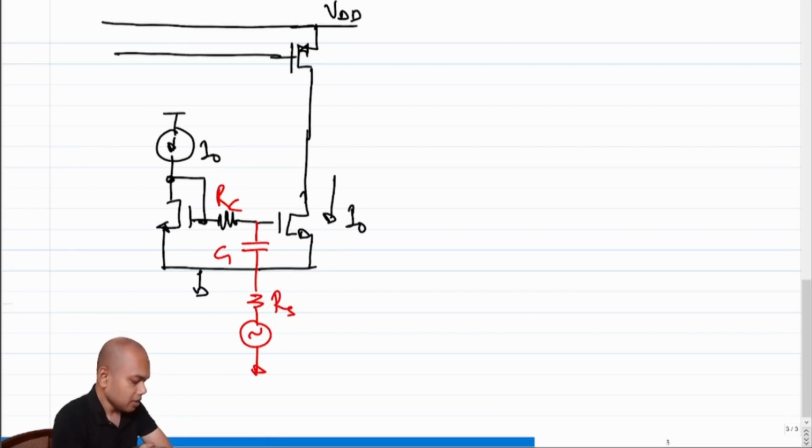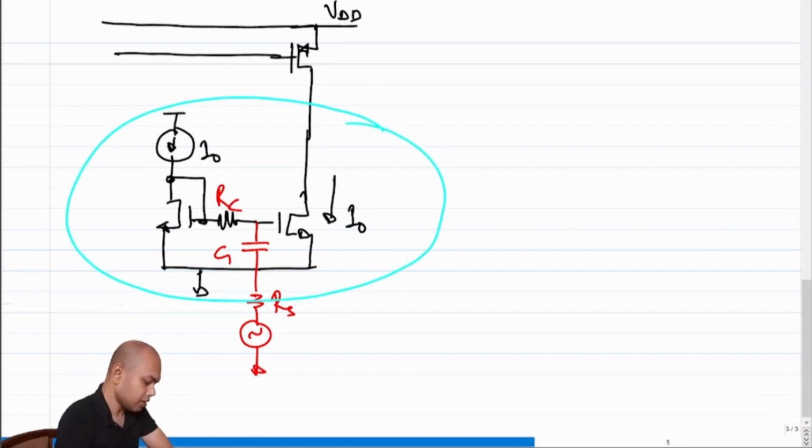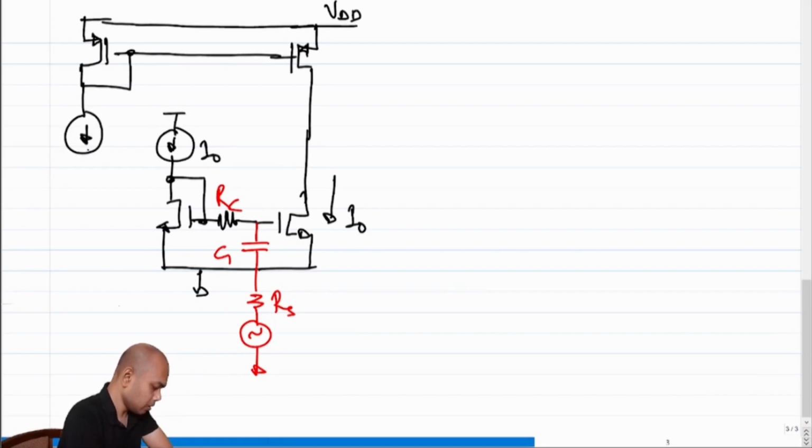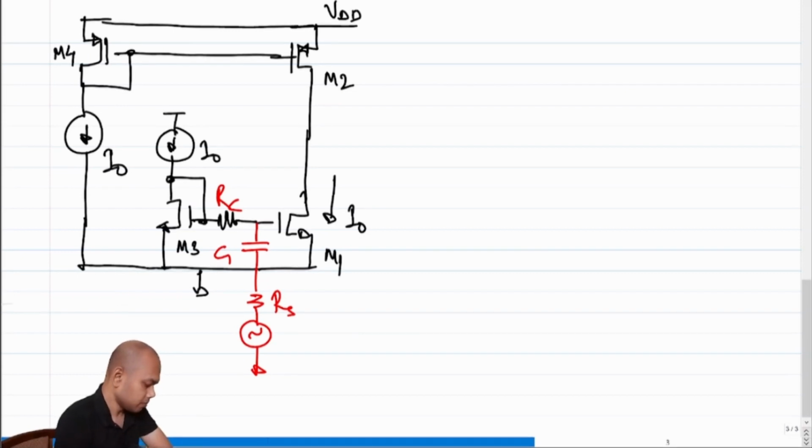And how did we bias? We saw that we basically will be using the biasing scheme of this structure to bias the PMOS for a current of I0. So we use the same current mirror based bias, and we put I0 here, right? So let's name them. Let's call this M1, this M2, let's call this M3, M4. And this becomes our V0.